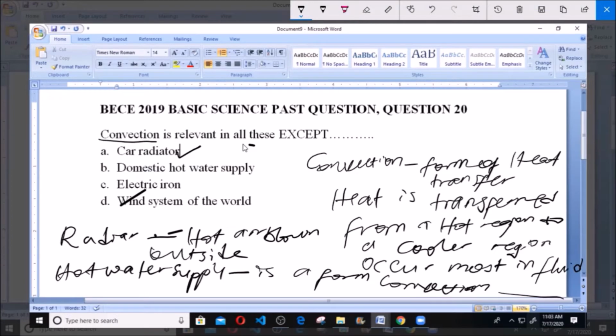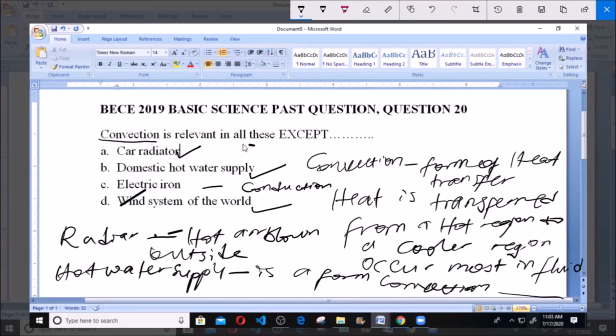Now, your electric iron. The principle behind the electric iron is not convection. Instead, it undergoes conduction, because conduction is a transfer of heat through an intervening medium. When the electric iron is being heated up, the heat is transferred through the solid, which is the metal. Now the wind system of the world: when there's a hot wind, the wind begins to blow from the hotter region to the cooler region, and this is convection. So the car radiator undergoes convection, domestic water supply also exhibits convection, the electric iron does not exhibit convection but conduction, and the wind system of the world exhibits convection.